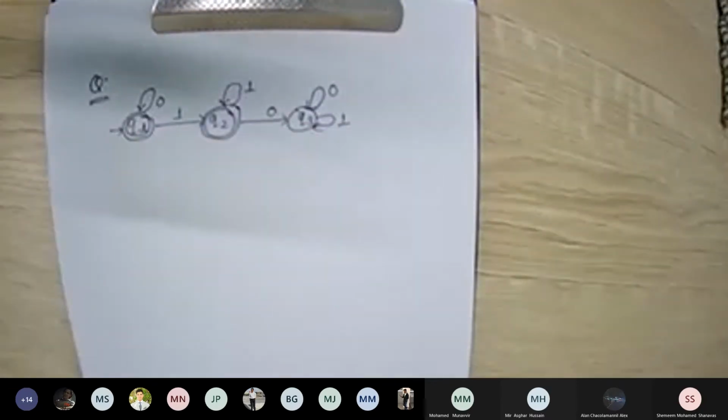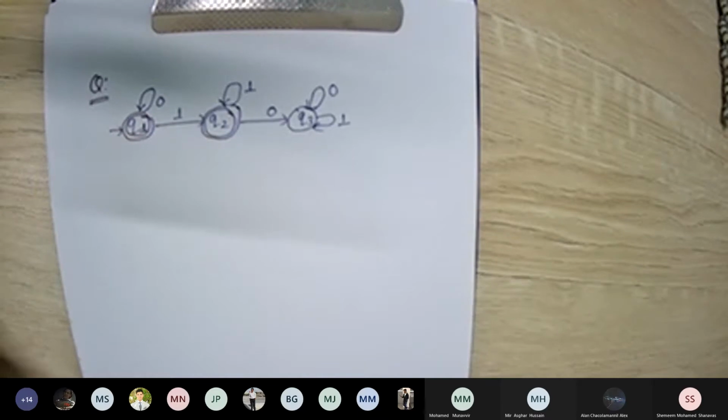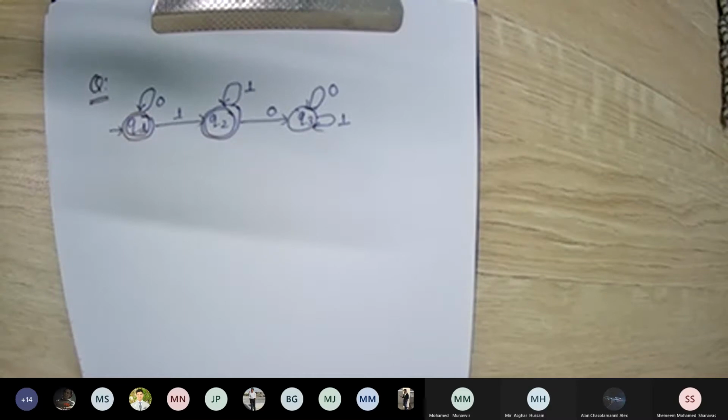Now, how do we make the equations? Firstly, you are given a DFA, and with that you have to make the algebraic equations. What is the method for making the algebraic equation? For that, you have to check where the initial state is and which ones are the final states.